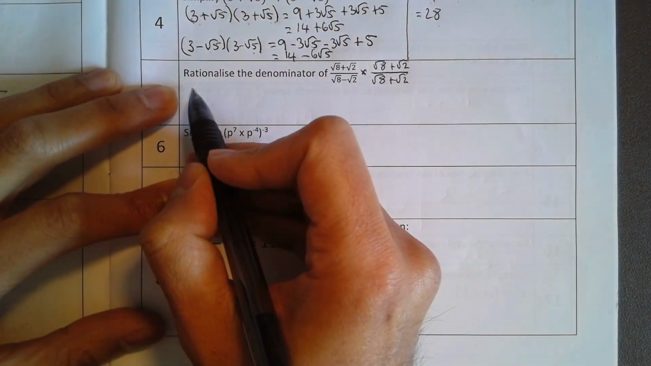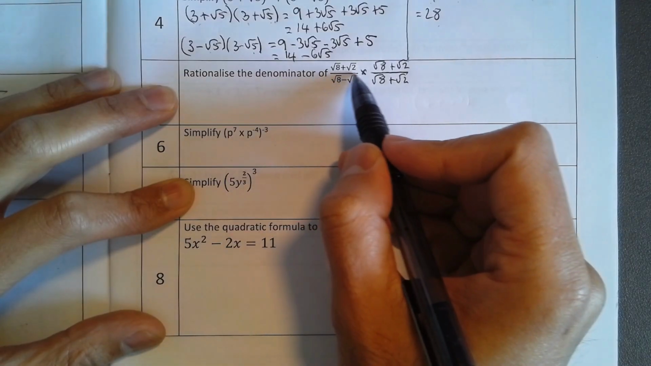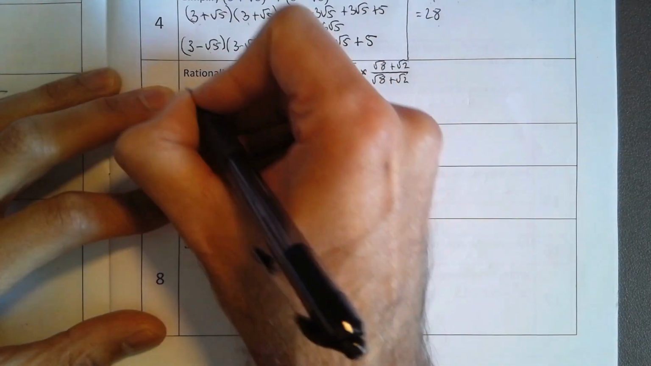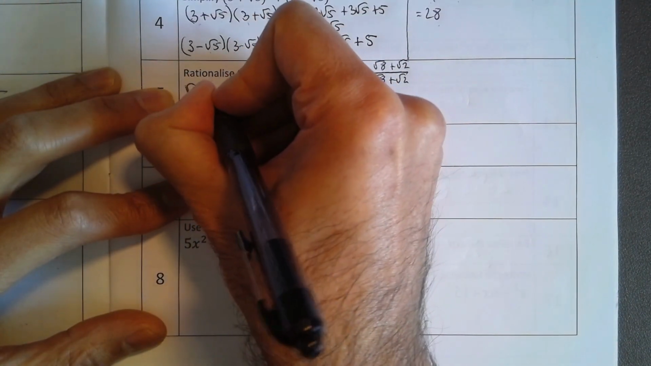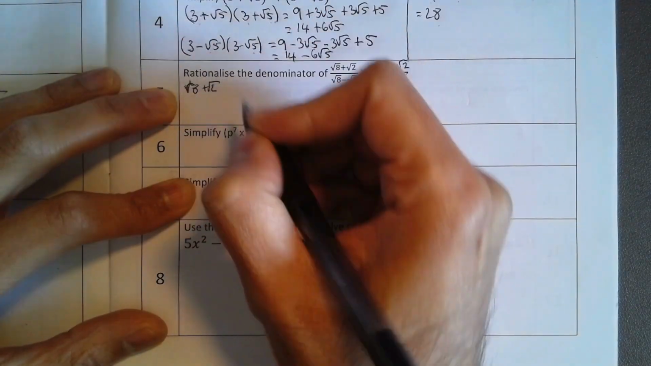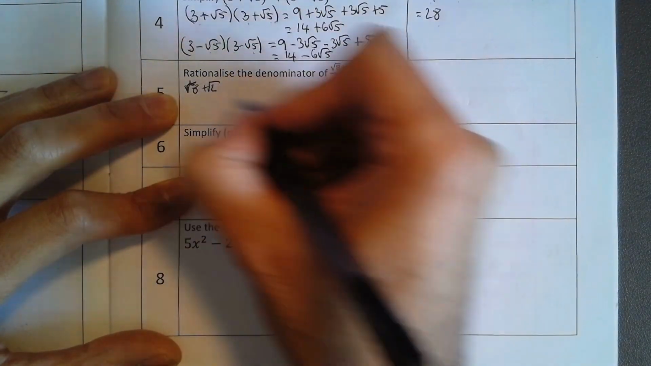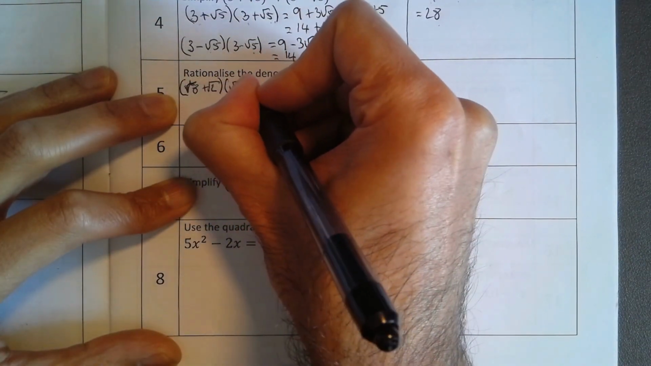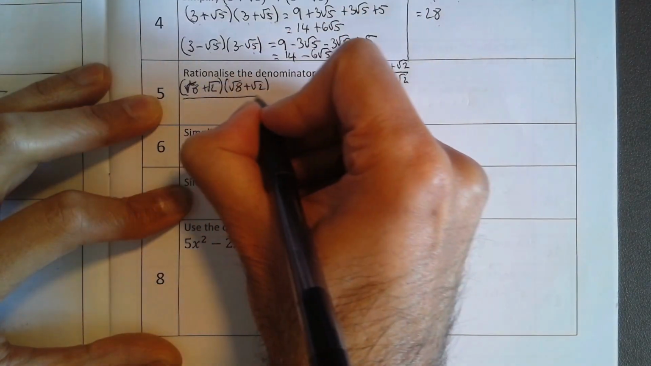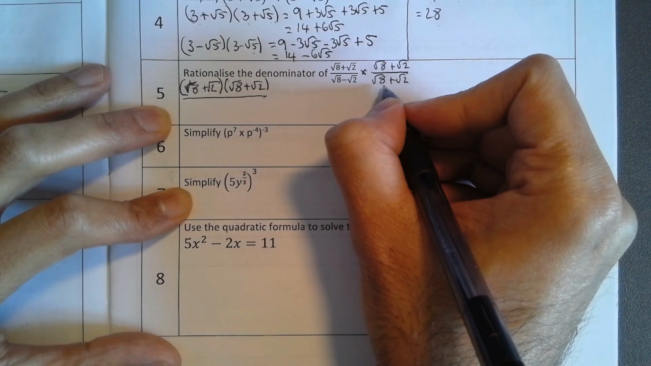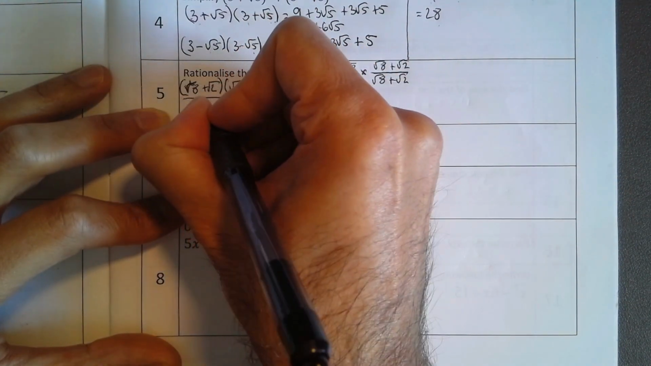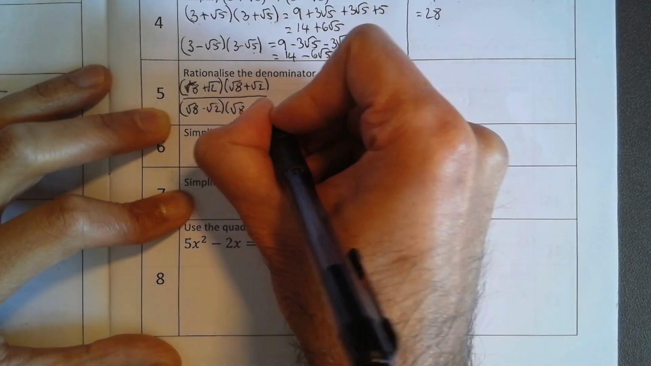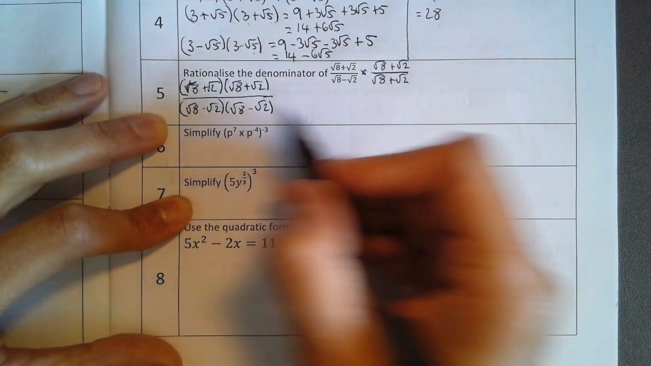Okay, so I'm just going to start working over here. So I'm going to write this out using brackets first of all. So I've got root 8 plus root 2. Whoops. Made a mess of that there. And then in brackets I'm going to multiply it by root 8 plus root 2. And then on my denominator I'm going to have root 8 take away root 2 multiplied by root 8 take away root 2. Okay, so that's essentially what's happening here.